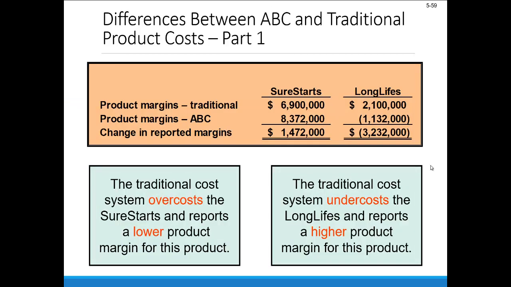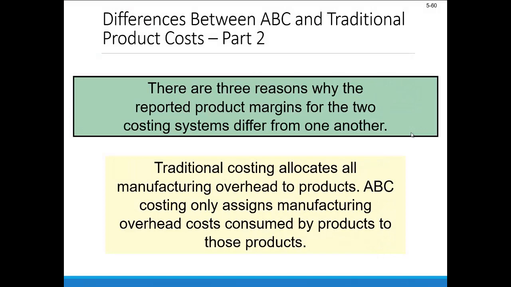And then here's a quick little comparison there. The product, just showing the difference in product margins between our traditional costing system and the ABC system. Again, the big swing, if you will, shifted costs from the Sure Start to the Long Life under the ABC system, resulting in a very different picture in potential profitability. So we'd say that all things equal, the traditional costing system had overcosted the Sure Start and reported a lower product margin for that product, while it was undercosting the Long Lives and reporting a higher product margin than is true for that product.